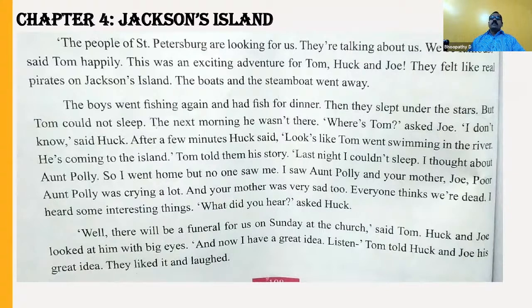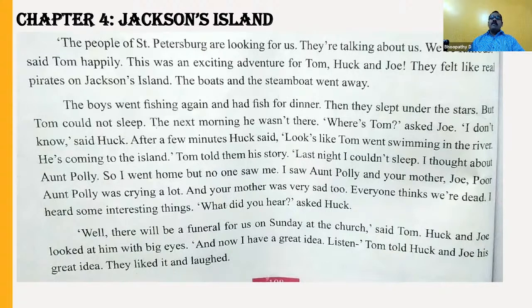But our Tom, the protagonist, is not very happy. He did not go to sleep. He could not go to sleep. He remembered his aunt. So secretly, without letting the two, I mean Huck and Joe, know, he went to the town, St. Petersburg, and reached his house and saw what was there. Actually, the next morning, he was not there because he went to St. Petersburg.